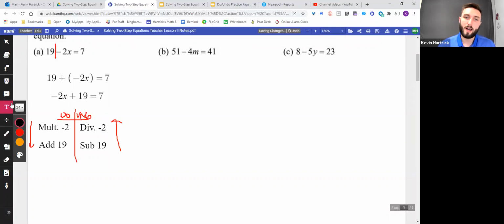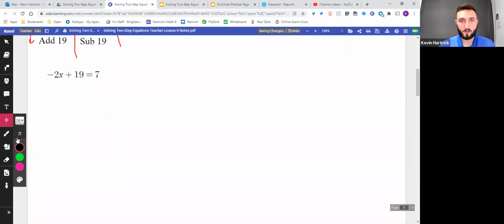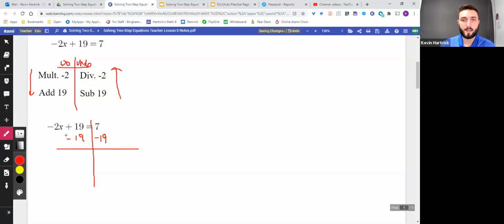Now that I know my steps, I'm just going to solve it. So let's take this, rewrite it underneath. So we have negative 2x plus 19 equals 7. I am going to now solve this using my steps that I already told myself were necessary in the undo. So the first thing I'm doing is subtracting 19. And you should get so good at this that you know the first step is subtract 19 because there's a plus 19.